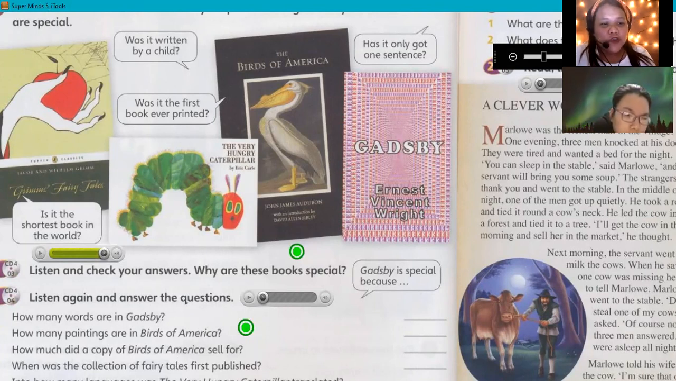All right. So you've already heard about these books and the background of these books and what's special about them. I hope you have taken down notes on what makes these books special so that we can discuss it at the next meeting.